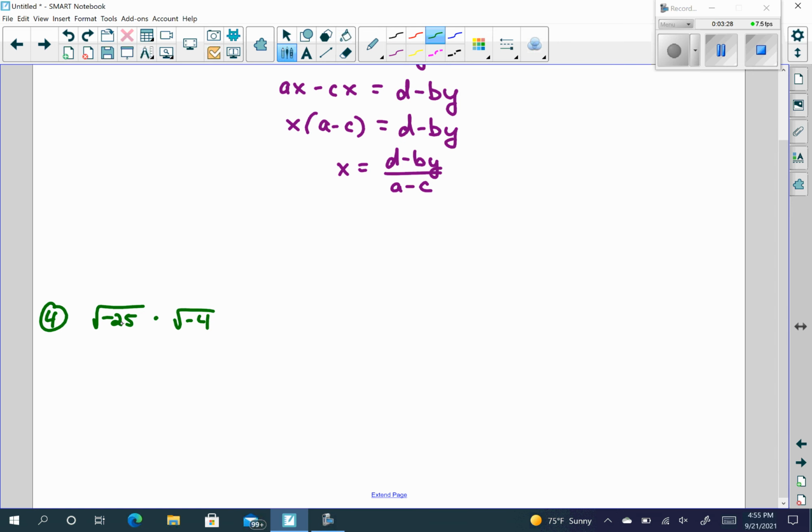All right, for number 4, because there's negatives underneath, I can't just go ahead and multiply these 2 numbers together to get rid of the negatives. I first need to take the square root of -1. Also, the numbers themselves are perfect squares. So really the square root of -25 becomes a 5i. The square root of -4 becomes a 2i. So now this gives me 10i squared. And because i squared is a -1, this now turns into a -10.